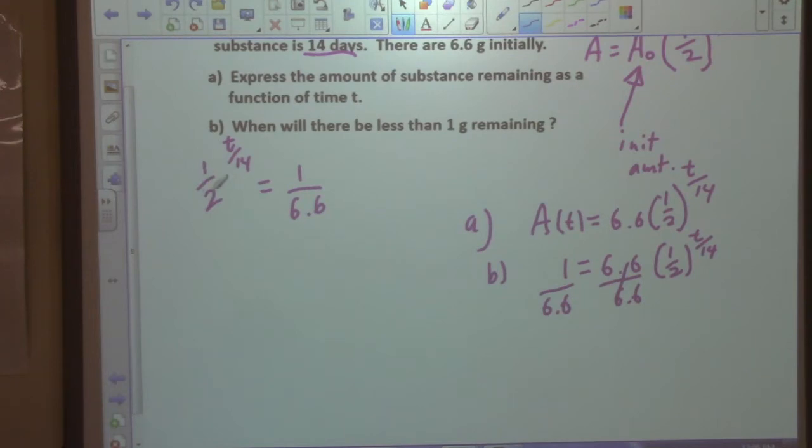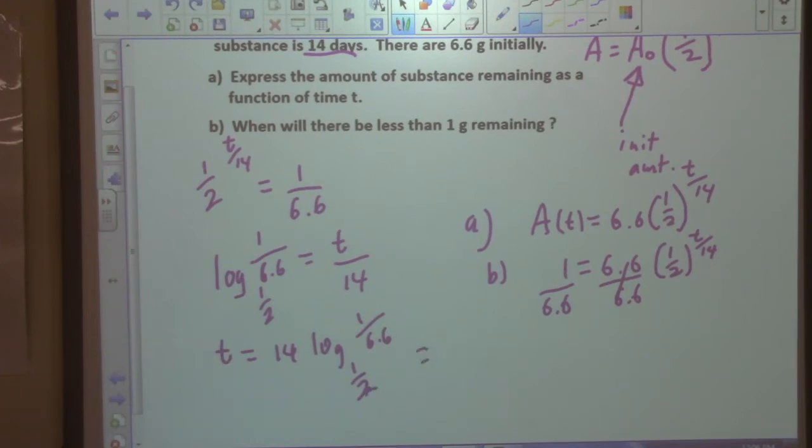Anyway, what you have is this is a base, and this is your exponent's place. And so what a logarithm is: this number to the power of what equals that. To rearrange this exponential function as a logarithmic equation, we have log base 1/2 of 1 over 6.6 equal to t over 14. And so t is going to be equal to 14 times log base 1/2 of 1 over 6.6.